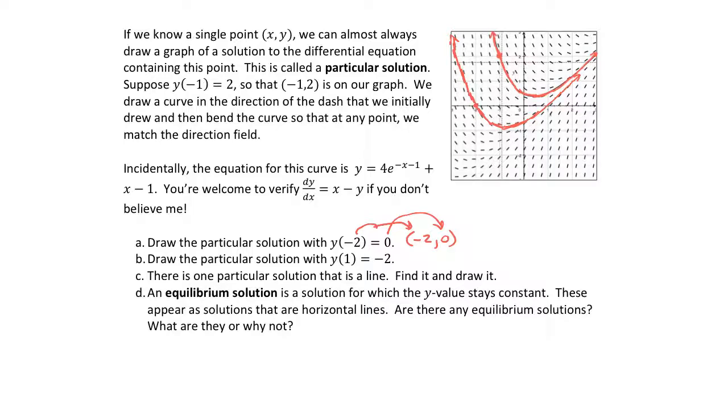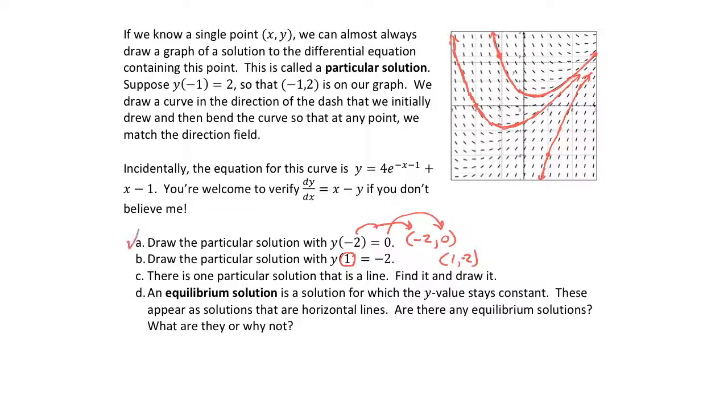Okay, let's look at part B. Draw the particular solution where y of 1 is negative 2. Again, the 1 is the x value, the negative 2 is the y value. So we go 1, negative 2, we're down here. Now at this point, the slopes are positive. So as we move towards the right, we should actually be going up, and they start to get a little bit less steep, but it looks something like that. So that's the particular solution that contains the point 1, negative 2.